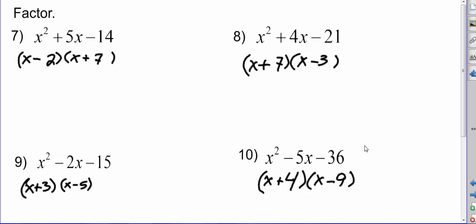Okay, hopefully you paused the video and did your work on your own, but if you didn't, here are your answers. You should have had x plus 3 and x minus 5 as your two binomials for number 9. And for number 10, you should have had x plus 4 and x minus 9.